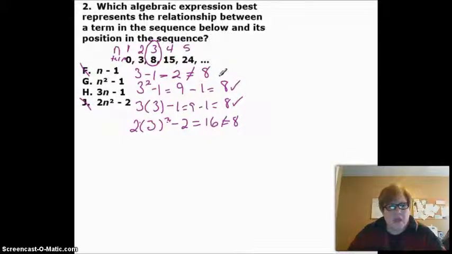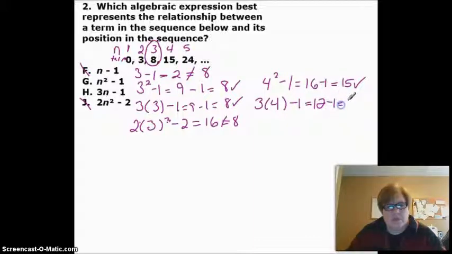Alright, so let's try another point between G and H, because they shouldn't work for both. So let's try 4. So if we say 4 squared minus 1, that's 16 minus 1, which is 15. That worked. Then 3 times 4 minus 1 is 12 minus 1, which is 11, which doesn't work. So H didn't work for our second point. So G is the pattern that's happening there. Okay, not terrible. Let's move on.